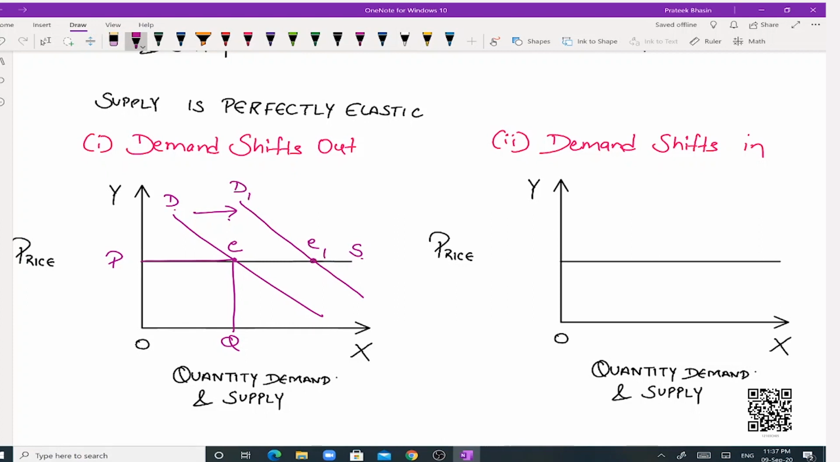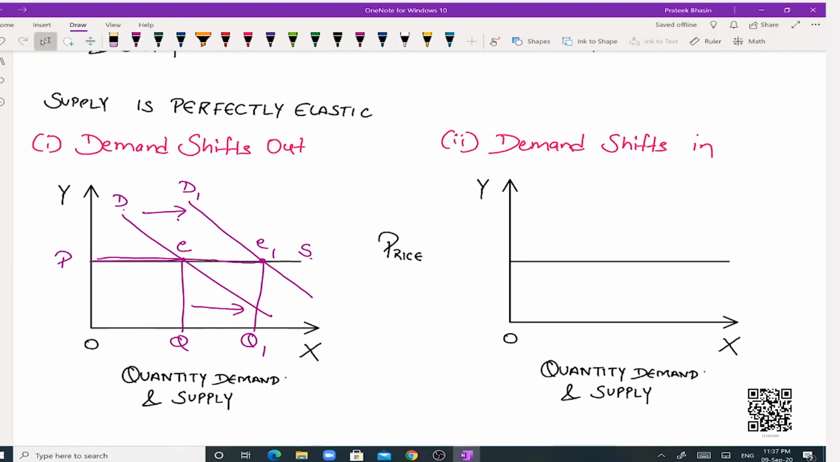Intersecting the supply curve at point E1, where equilibrium price remains the same but equilibrium quantity increases from OQ to OQ1. Now moving on to my second case: supply being perfectly elastic and demand shifting in.